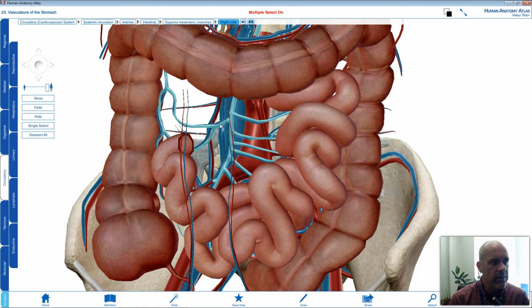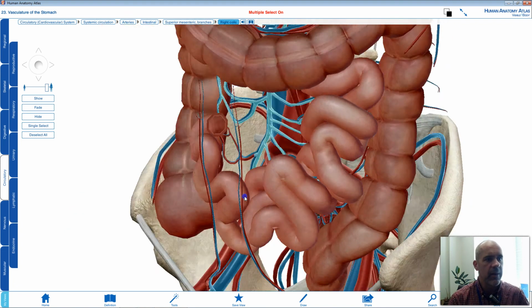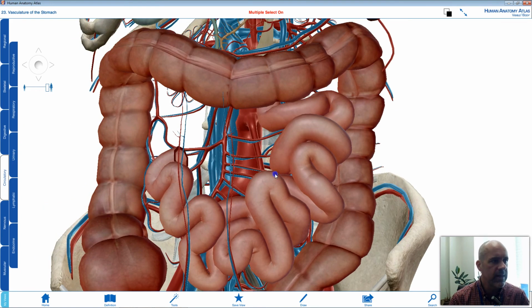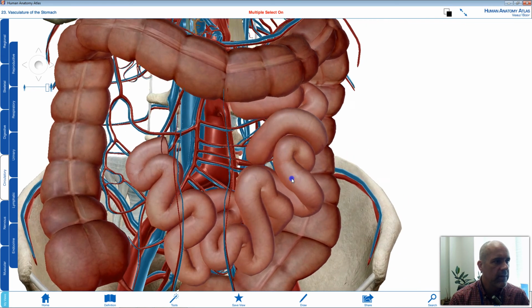And you've got some other ones over here that come off of that one and are supplying portions of the colon over here. And these are supplying the majority of the small intestine, which is supplied by those arteries that you see. Those are all branches off of that superior mesenteric artery. All right, just so you could see that in a little bit more detail.